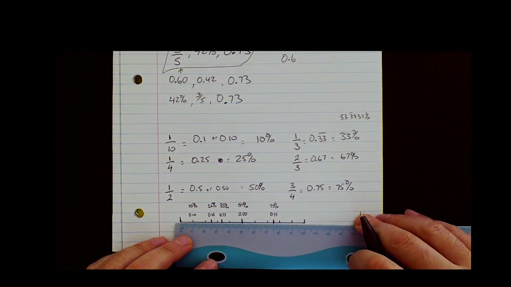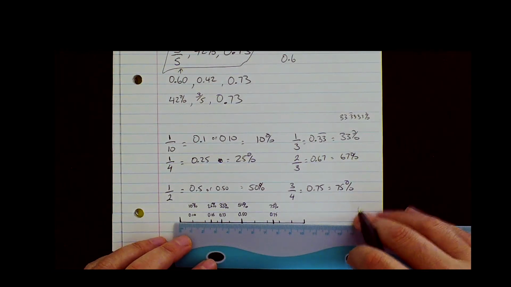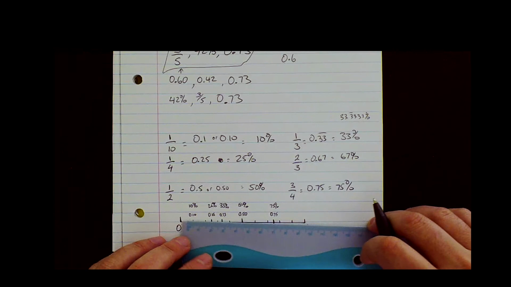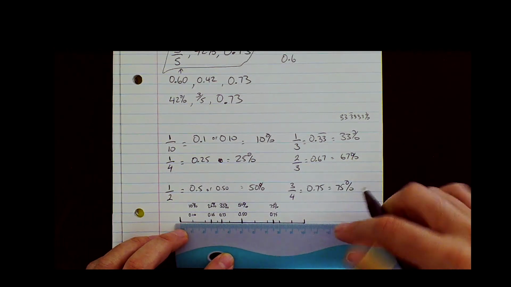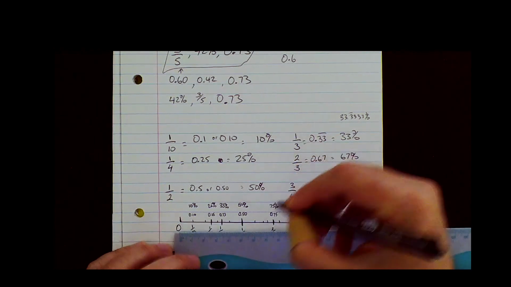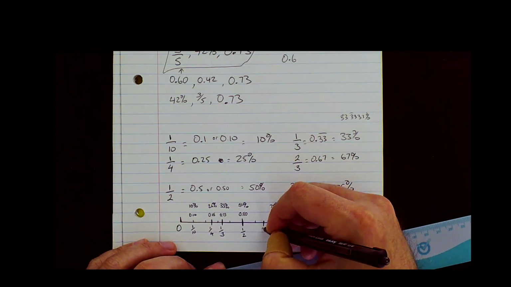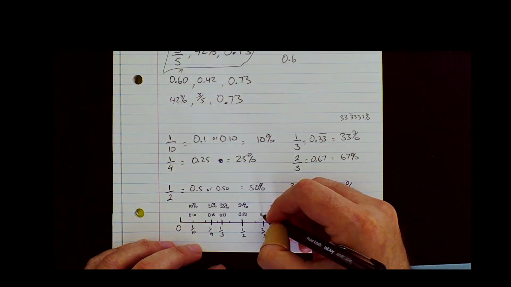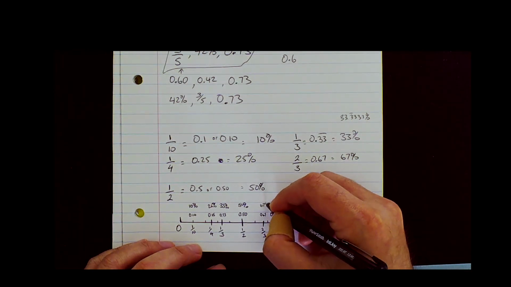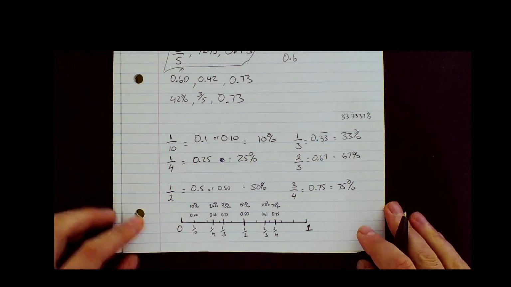We did 1/3 here. Well, we know it's 3.33. If we do 3.33 more centimeters, it's going to be 6.666. So you're looking at roughly in this neighborhood over here. It's approximate. This is 2/3. This would equal 0.67, which is 67%.